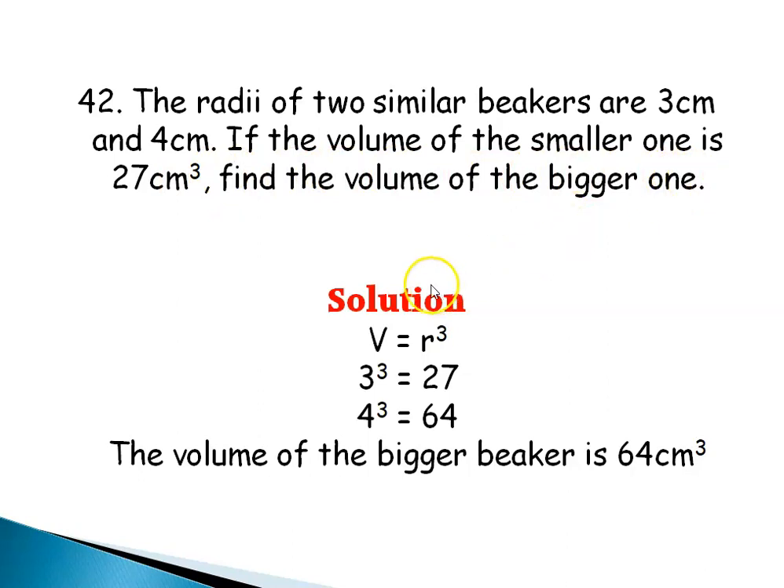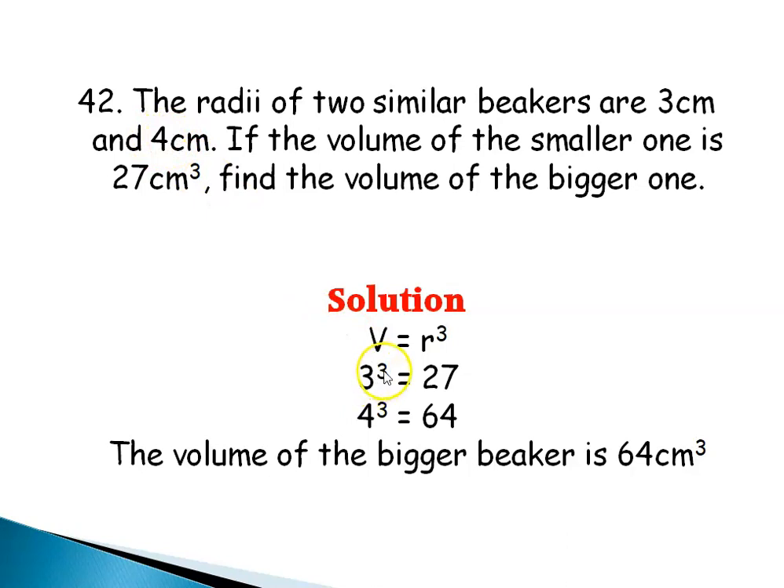Alright, we're talking about similar beakers here, and there's a relationship between radius and volume. The volume is the radius raised to power 3, while the area is the radius raised to power 2. So in this question, we are given the radius. So for us to get the volume of the second one, we are just going to find the cube of this radius. Just like this.